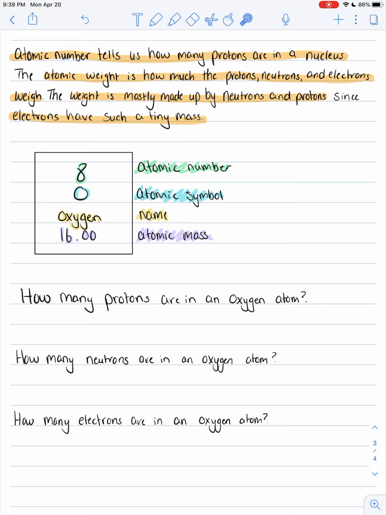Alright, so first things first, the atomic number. The atomic number here is 8. We remember the atomic number represents the number of protons within an atom. So there's going to be 8 protons. In the nucleus of the atom, the number of protons equals the number of neutrons. So if there's 8 protons, there has to be 8 neutrons. And then we need to remember that we keep the atom neutral. So if there's 8 protons, there are also 8 electrons. And that's the basic overview of atoms and an introduction to chemistry.